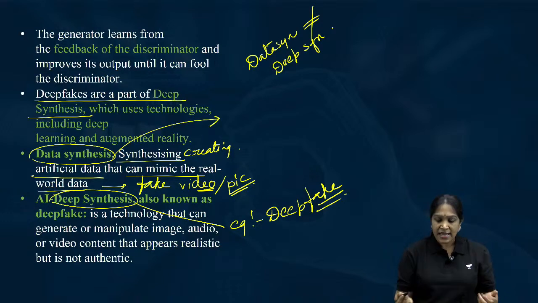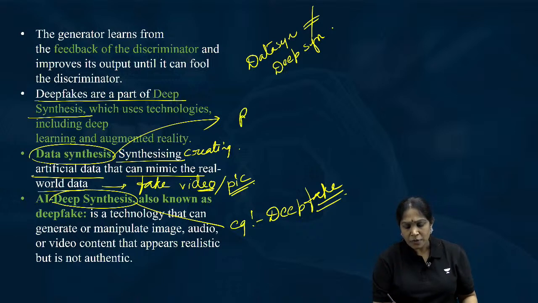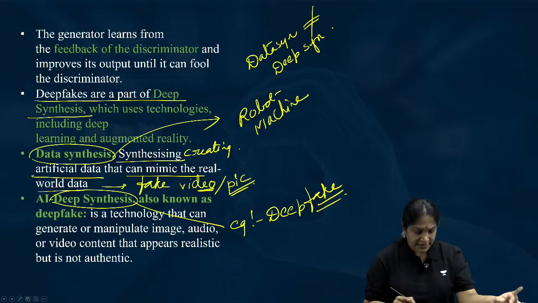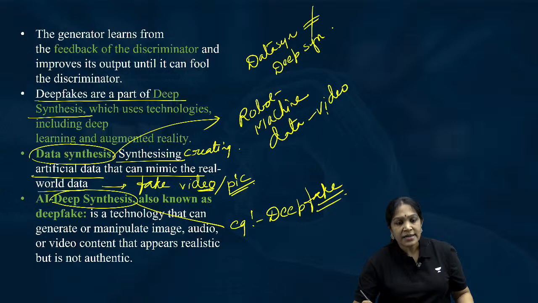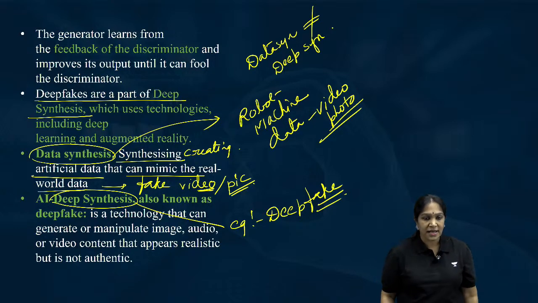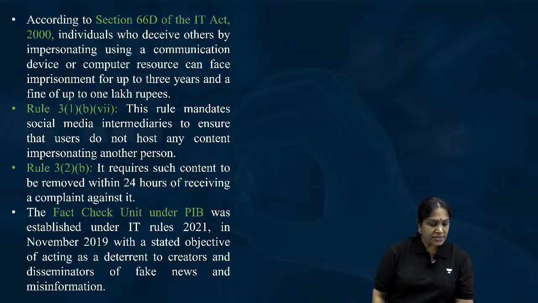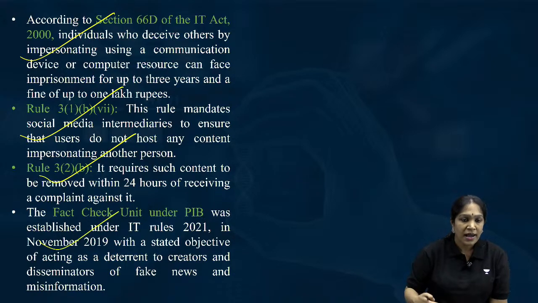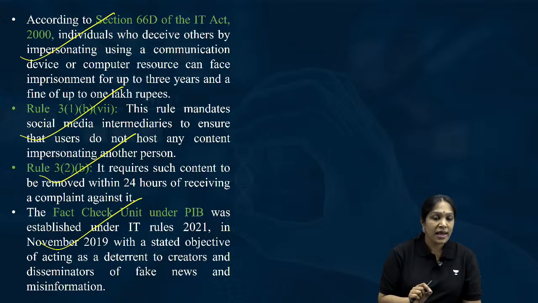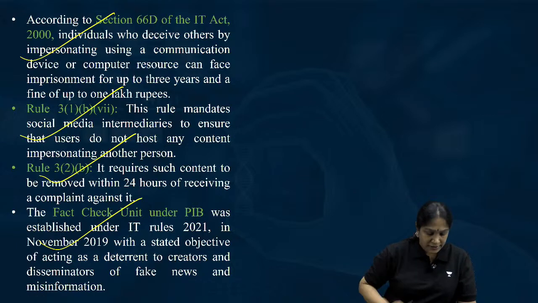Data synthesis means any robot or any machine is creating the data. The data here, what is the data here? It can be a video or it can be a photo. That is the data which is created. I hope the examples are enough. So that's all for this question. And yes, I have given additional information for your preparation. Go through this. This is all about the regulation of deep fakes.